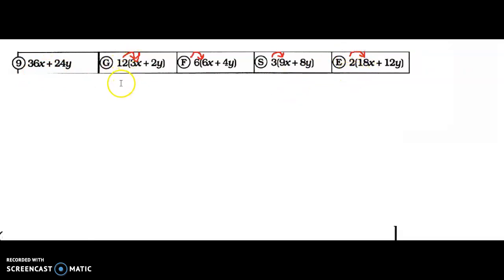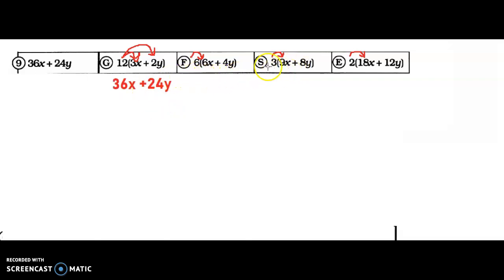So you guys can see what I'm talking about. 12 times 3 is 36, right? And then I bring along the x. You're supposed to do the next distributive method, and I'll do it. So let's see here. 12 times 2 is, I'm sorry, I'm supposed to bring that plus sign out first. 12 times 2 is 24. I bring along the y, right? So that's my answer for the first one, which matches, right? So that means it's not my answer choice.